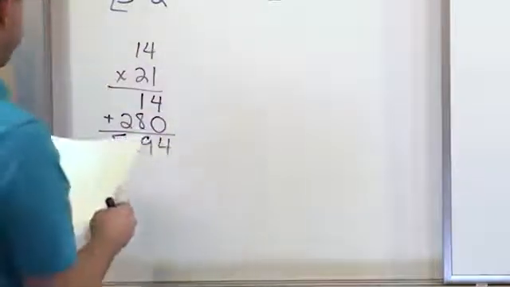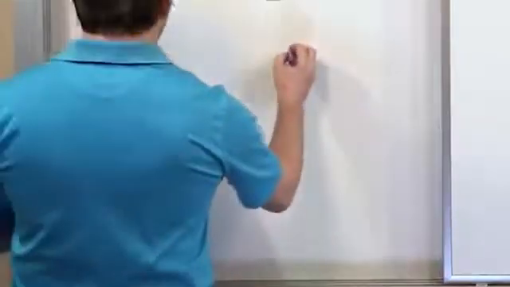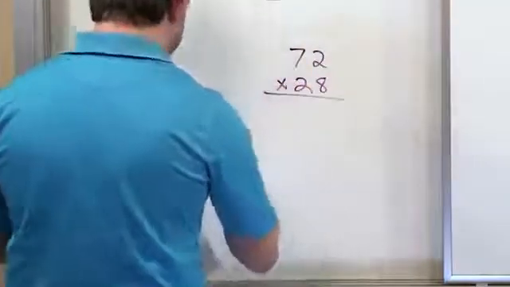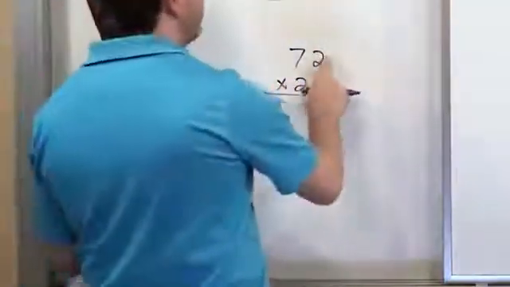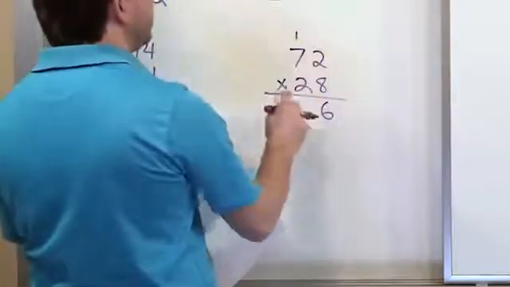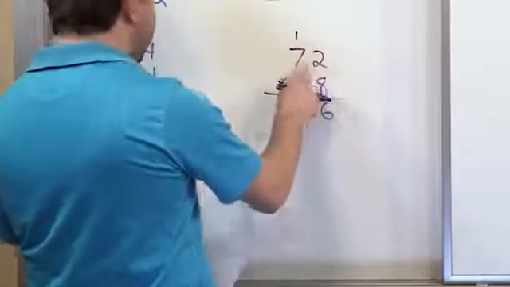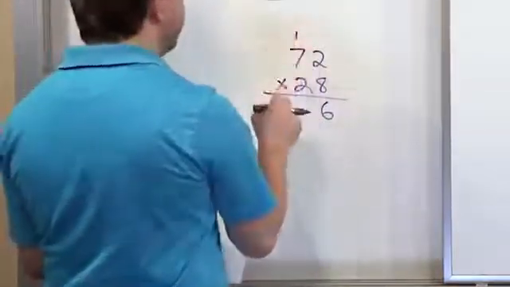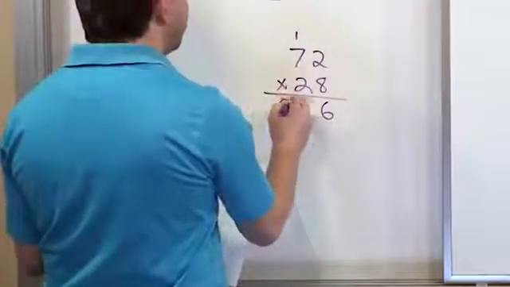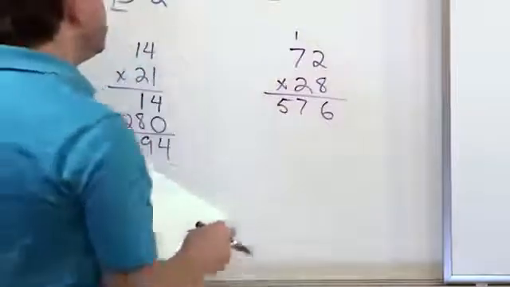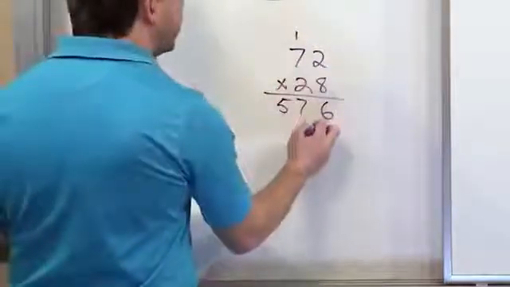All right? So let's go and do the problem 72 times 28. And then we start on the right. 8 times 2 is 16, so we put a 6, carry a 1 to the next column. Then we go here, 8 times 7 is 56, plus the 1 is 57. Now we can just go ahead and write the whole 57 down because there's nothing else to carry to right there. Now when we go down to the next line, we have to add this 0.